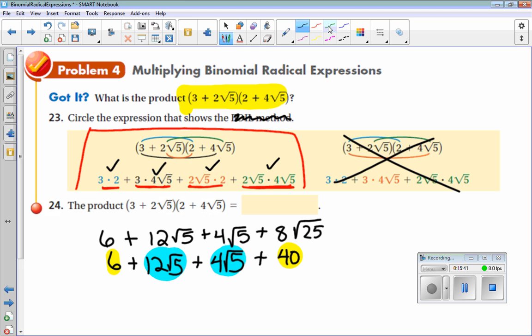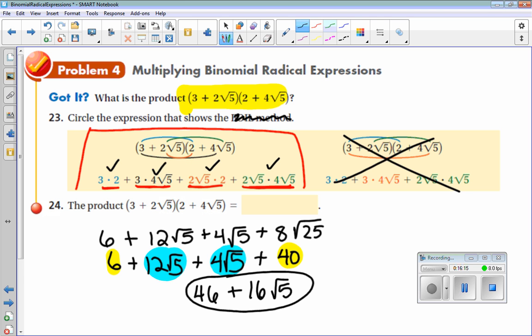So my final answer is going to be 46 plus what? 16. Nope. Radical 5. You just leave the radical 5 alone. They're like terms. That is my final answer. So you see what I mean, Shamar? It actually ended up being just one binomial, right? We had a lot of work to get to it, but we got there. So that's our goal, is to get a binomial. To simplify it as much as possible. Most likely it will be a binomial, but not always.